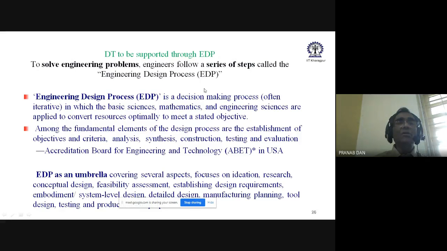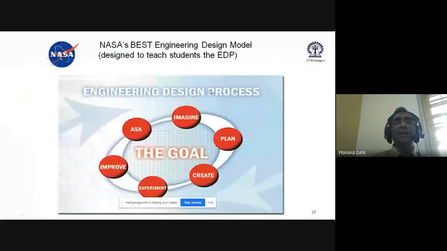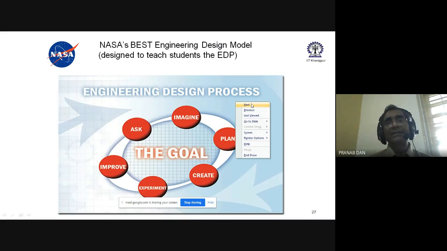I'll skip the engineering design process because I have taken the ABET, that USA board of engineering and technology. They have defined an engineering design process. I will skip that. It is an academic aspect that I wanted to discuss. Yeah, this is the NASA engineering design model they have produced. These are the steps which graduate students or even postgraduate students can follow. That is the design process they have developed it for, but it is a generic approach now.